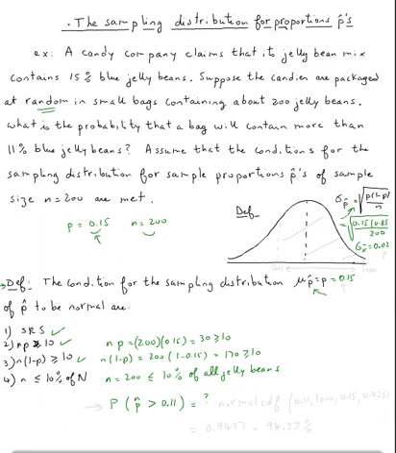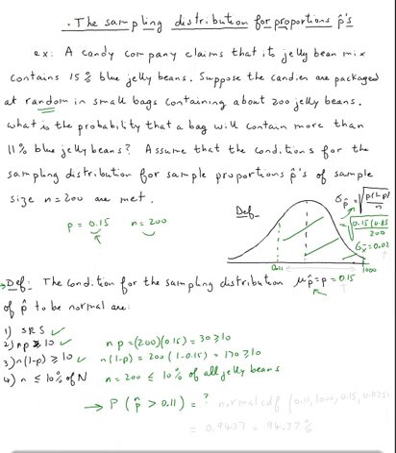Alright, so how do we calculate? Now let's go back to the problem. We need the probability of p-hat being bigger than 0.11. So where's 0.11? It's right here. So we need to find this area. How do we find this area? We go from 0.11 to a huge number. Let's call this 1,000, for example.